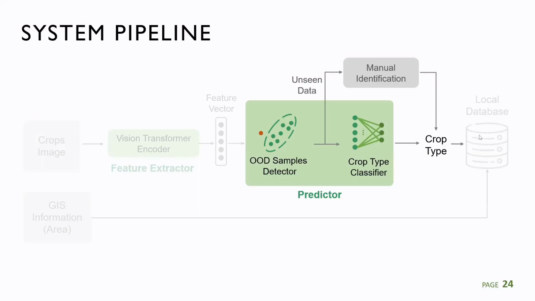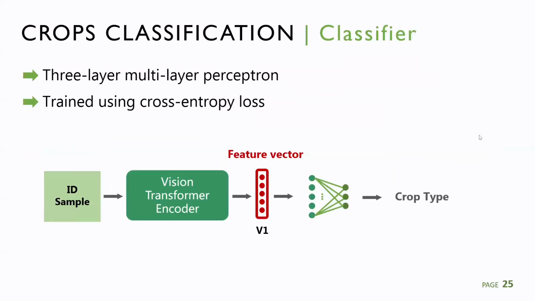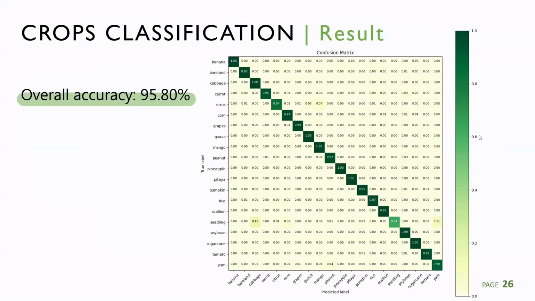Now is the last part, the crop type classifier. The classifier is pretty straightforward and easy. You can say it's a fully connected network or just a regular ANN, and we use a three-layer perceptron. The perceptron is trained using cross entropy loss, the most regular, most common loss that we are using.